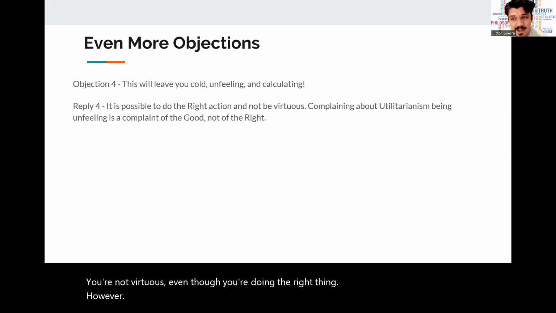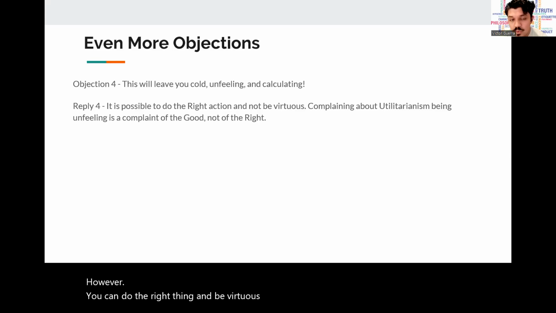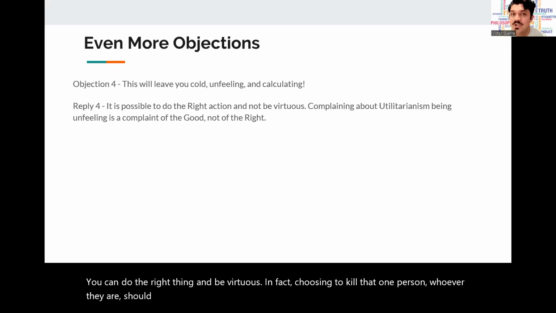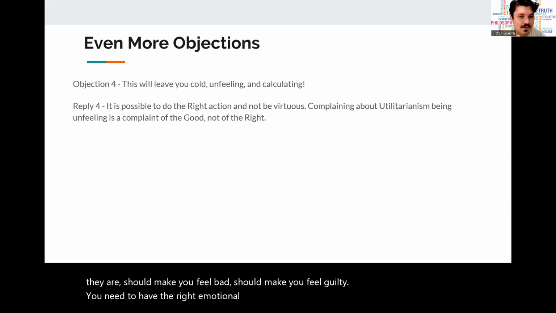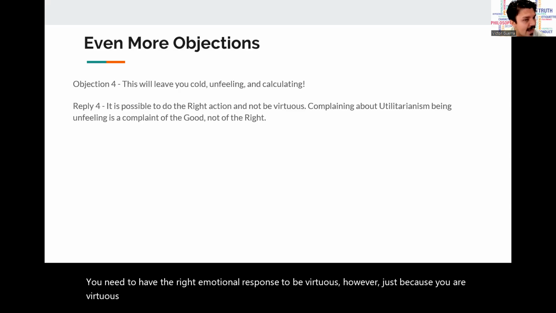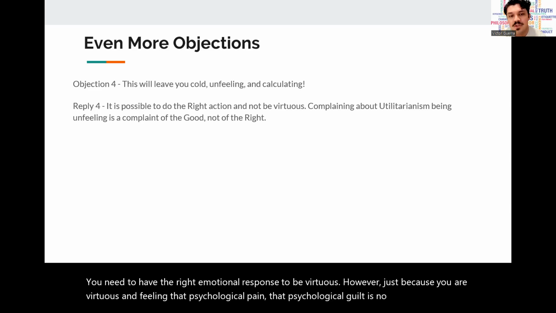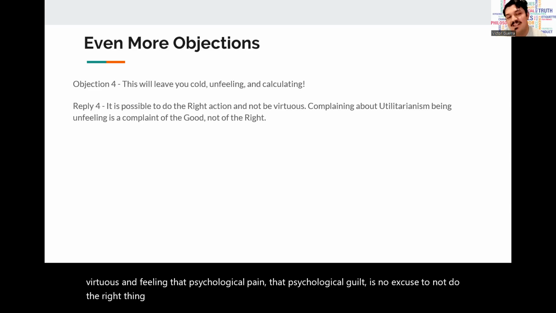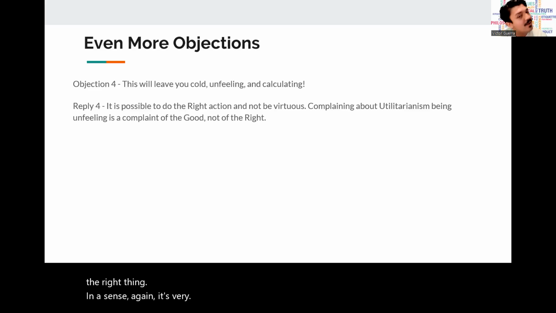However, you can do the right thing and be virtuous. In fact, choosing to kill that one person, whoever they are, should make you feel bad, should make you feel guilty. You need to have the right emotional response to be virtuous. However, just because you are virtuous and feeling that psychological pain, that psychological guilt, is no excuse to not do the right thing. In a sense, again, it's very tough love from John Stuart Mill.